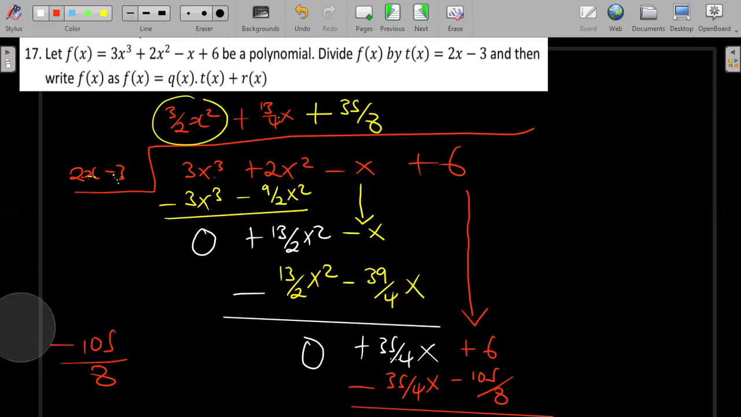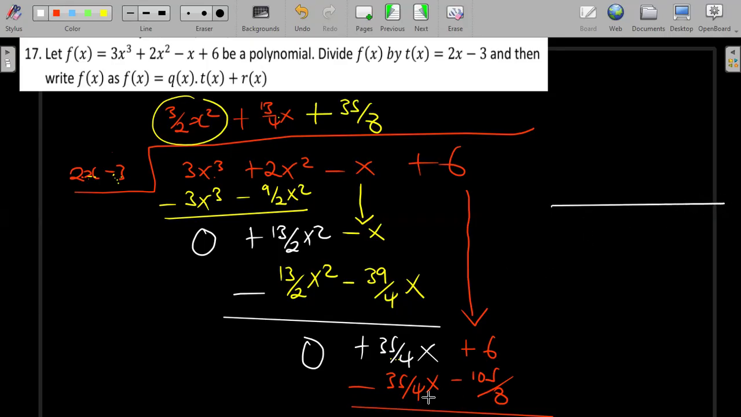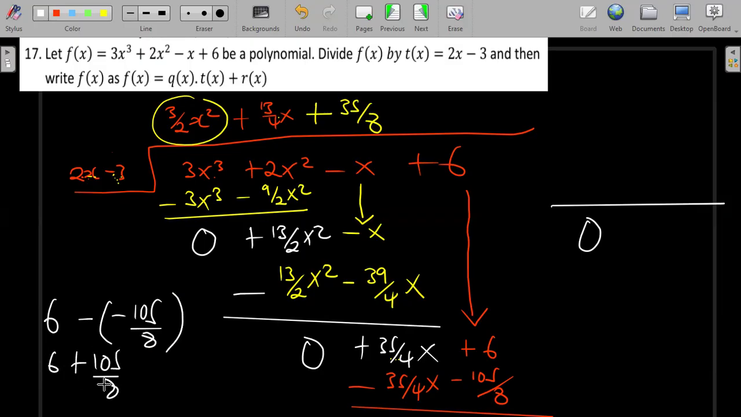So when we subtract there, I've run out of space going down, so I'll just continue from here. Let's say this is this line, the red line. If I subtract here, what am I going to get? I'm going to get 0 because this is the same thing minus the same thing. And then here I have 6 minus this minus, and then minus 105 over 8. So it is 6 plus 105 over 8.